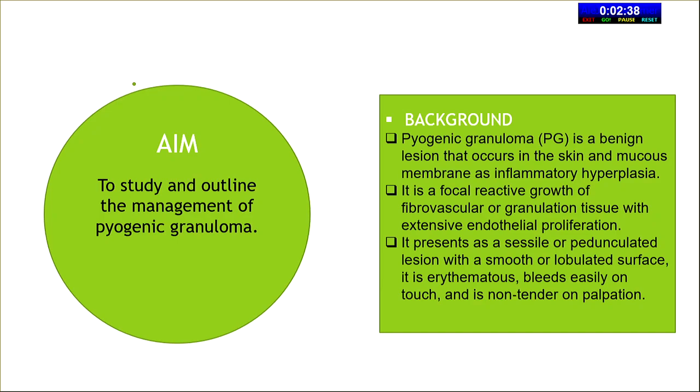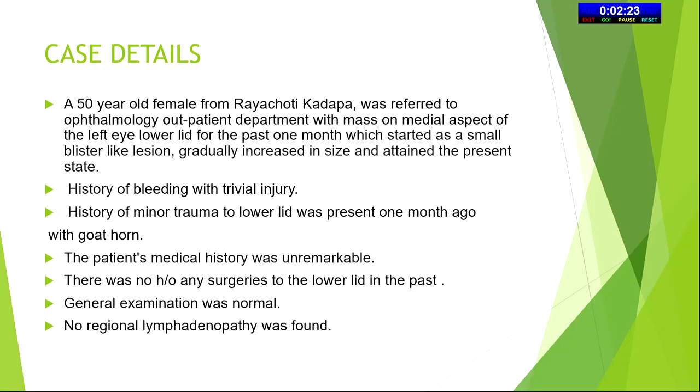It is a focal reactive growth of fibrovascular or granulation tissue with extensive endothelial proliferation. It presents as a sessile or pedunculated lesion with a smooth or lobulated surface. It is erythematous, bleeds easily when touched, and it is non-tender on palpation.